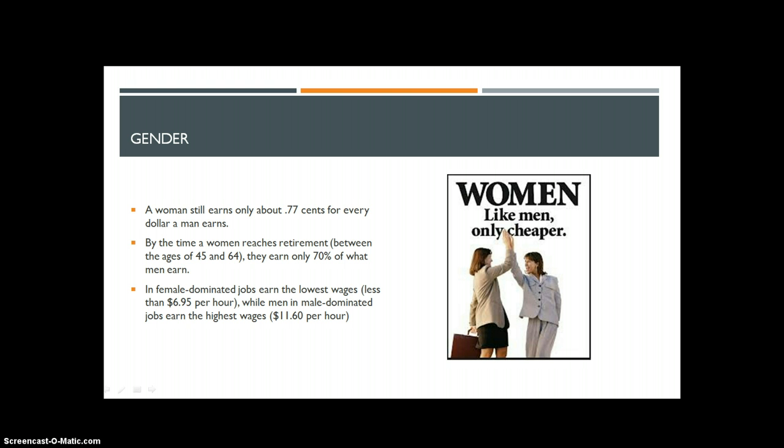Typical female jobs like preschool worker, teacher's assistant, secretary, child care worker, they all make about $490 a week, while the ideal male jobs like airplane pilot, firefighter, plumber, steelworker, their average income is about $948 a week.